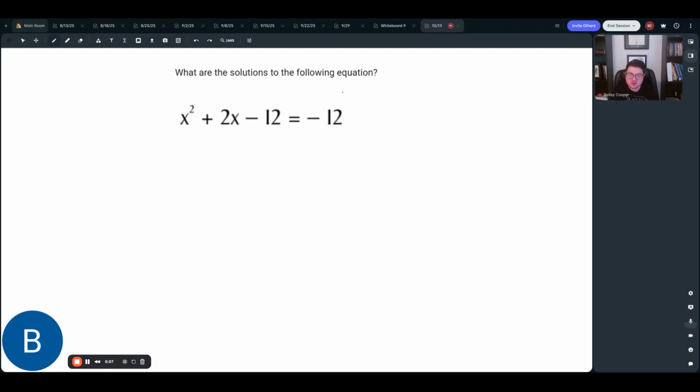What are the solutions to the following equation? X squared plus 2x minus 12 equals negative 12.